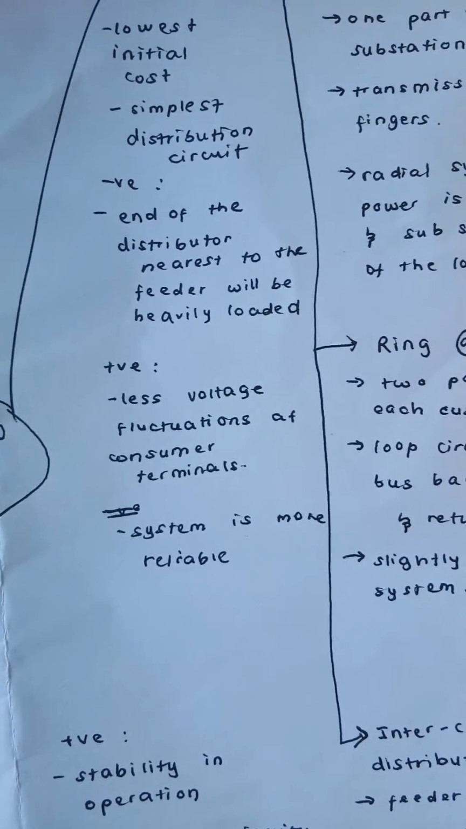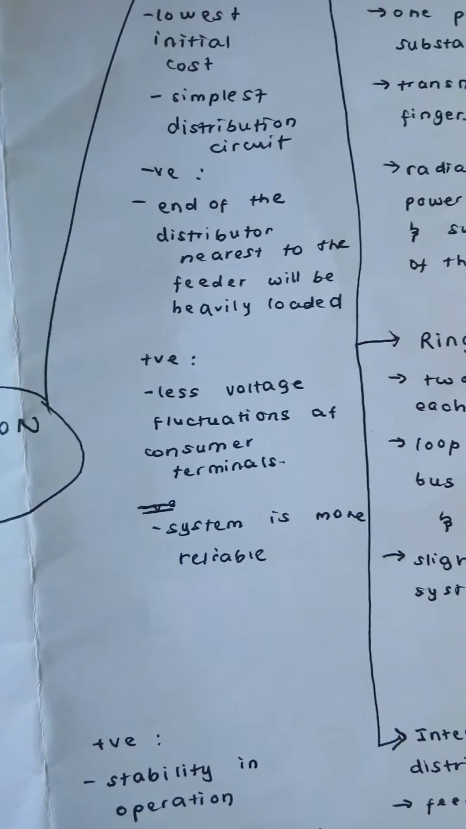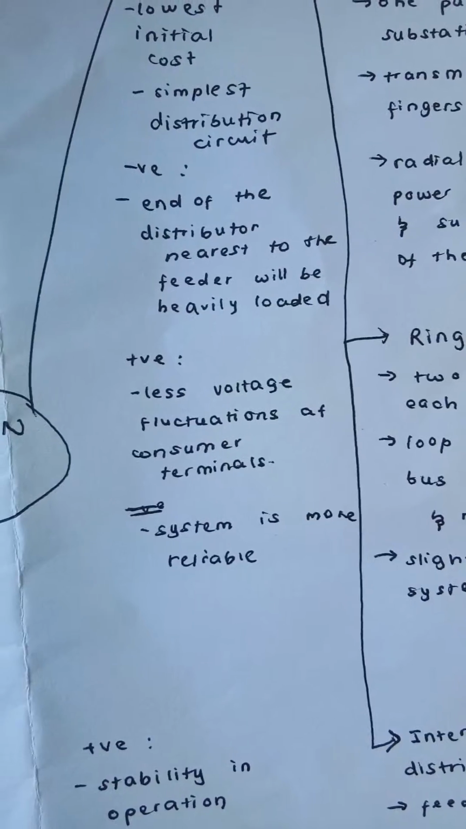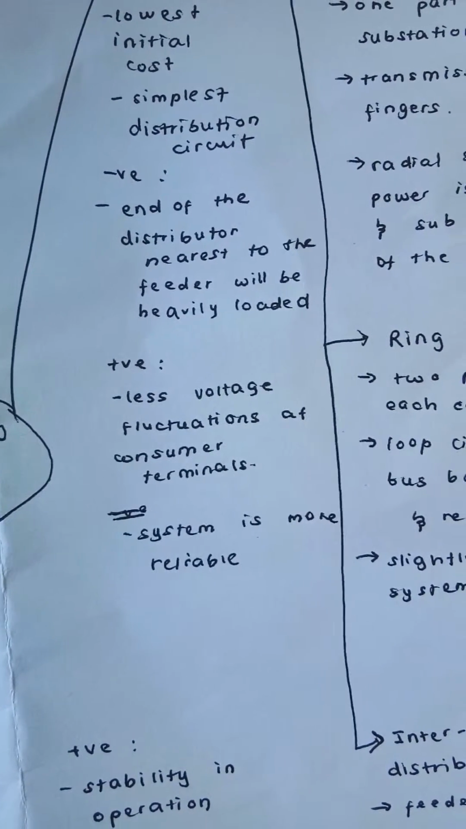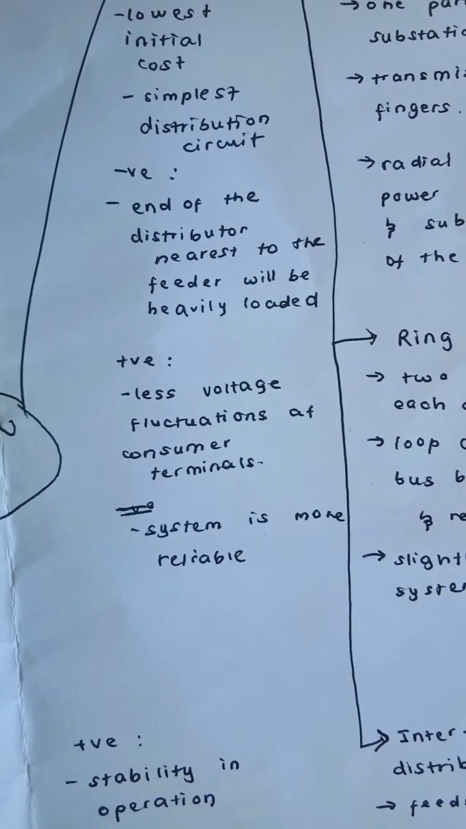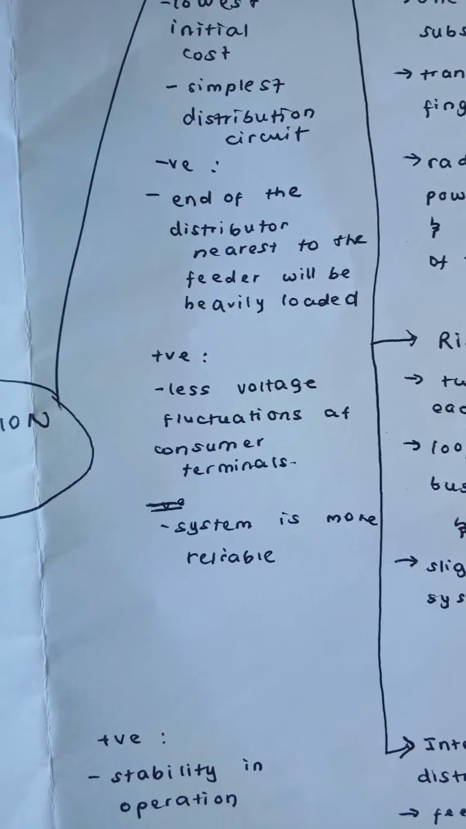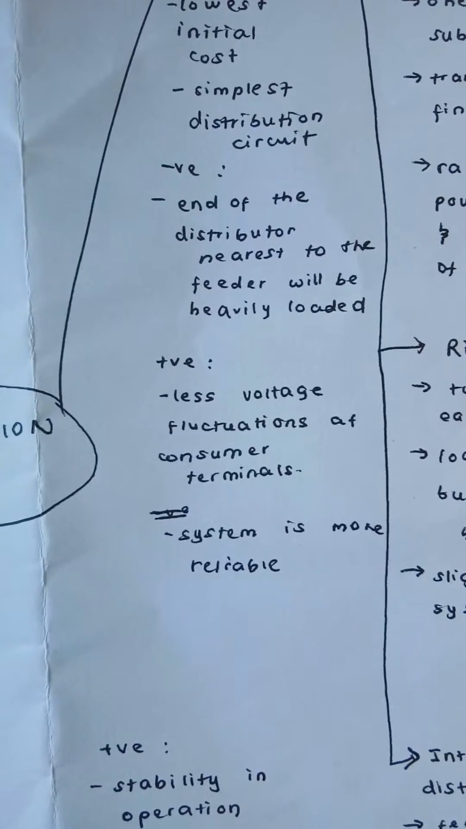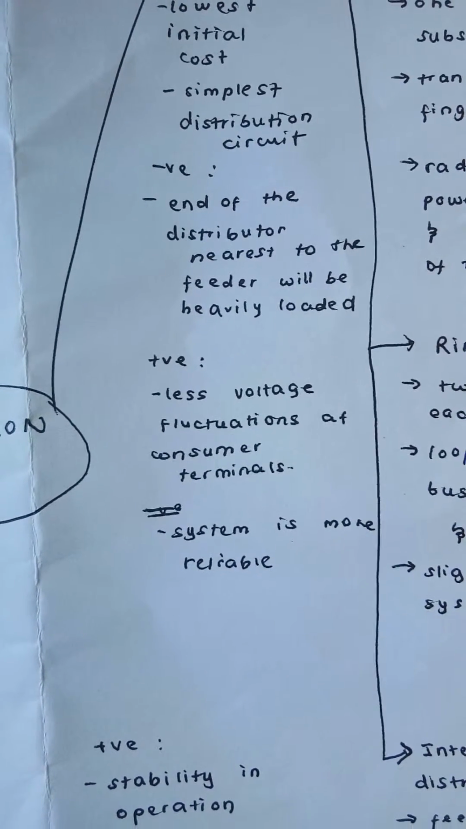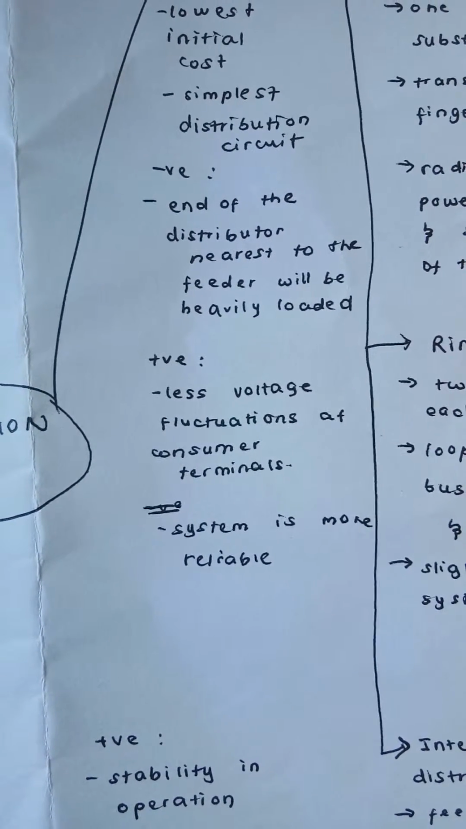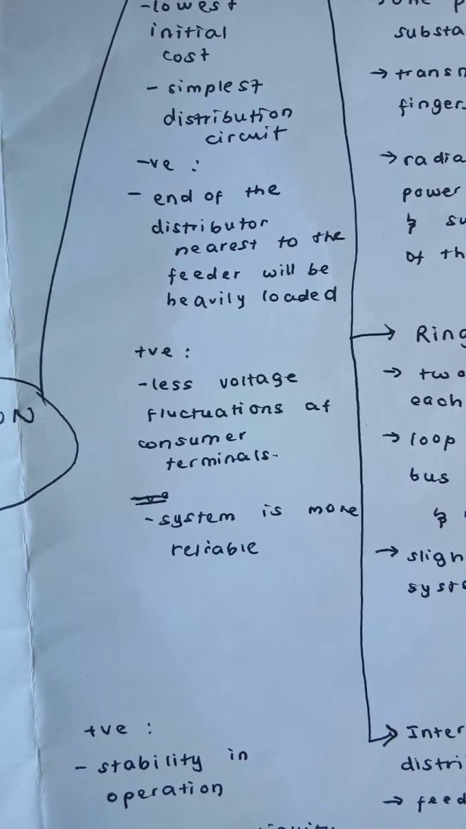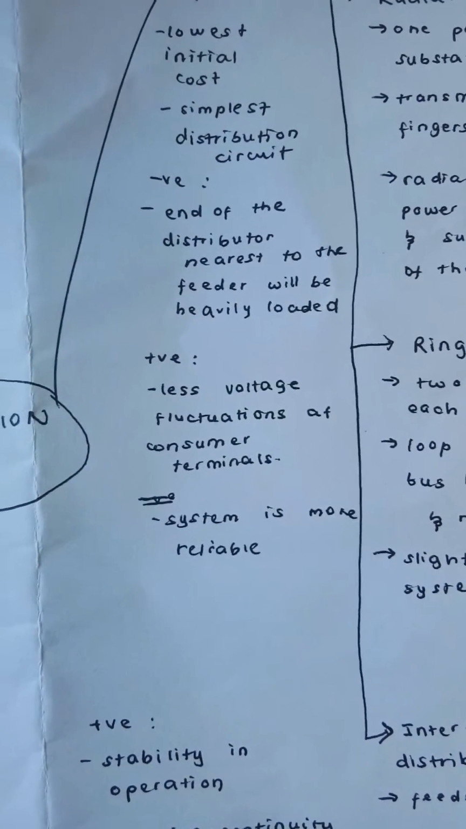The advantages of using the ring feeder system: it has less voltage fluctuation at consumer terminals, and the system is more reliable because each distributor is fed by two feeders. Other than that, any failures will result in minimal interruption to the consumer with carefully planned design.